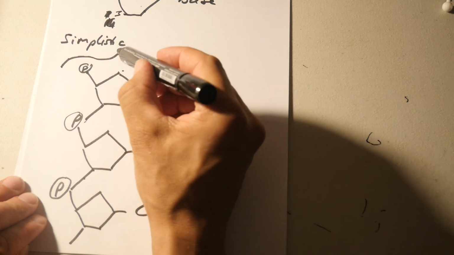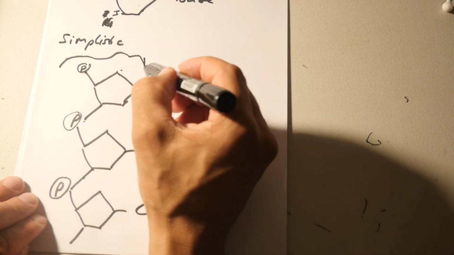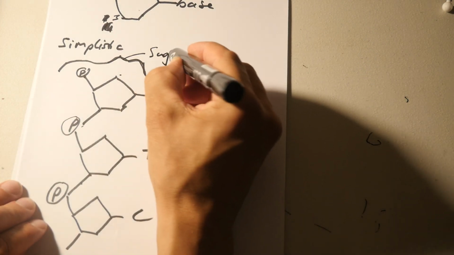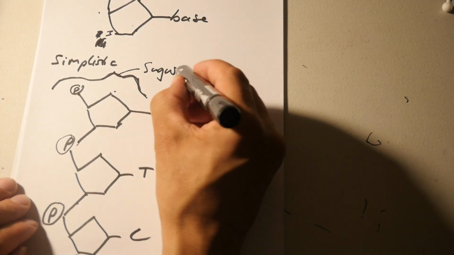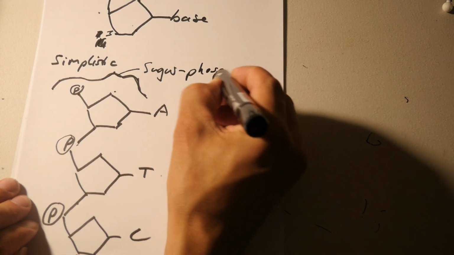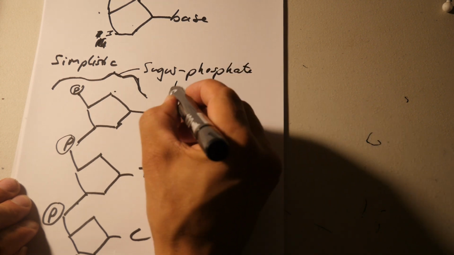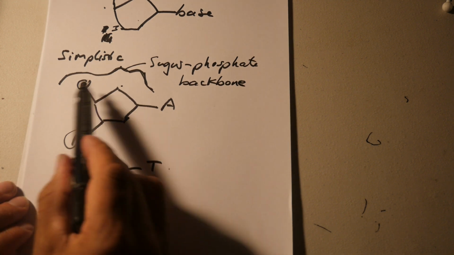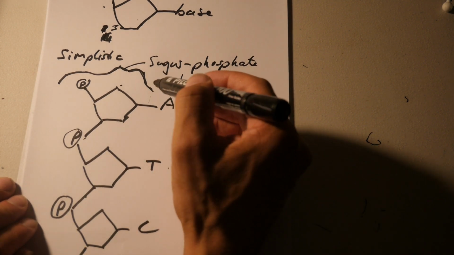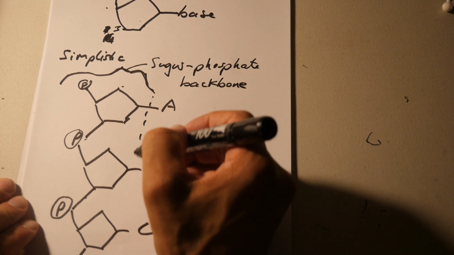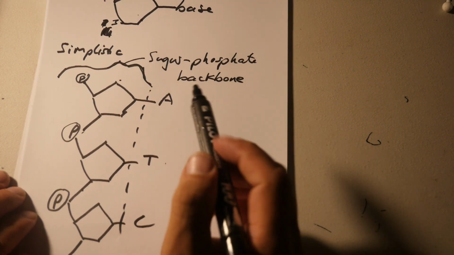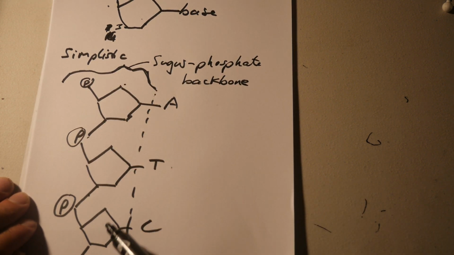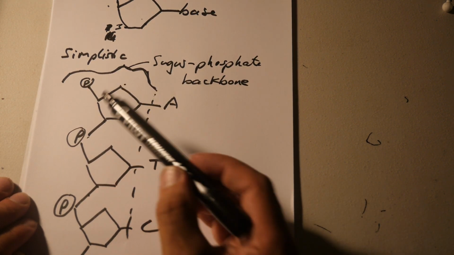I made a mess of that, didn't I? Okay, that is the sugar phosphate backbone. These are the bases. This is the sugar phosphate backbone, the phosphates and the sugars.